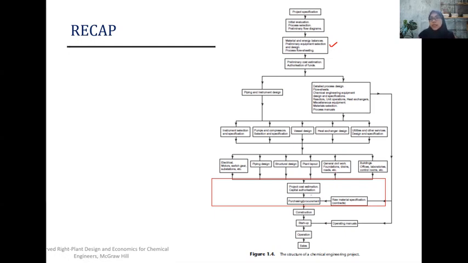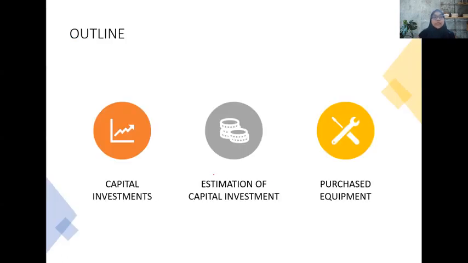In this capital cost estimation, we consider the purchase and procurement of the equipment in the process plant. And then finally, we will proceed to the construction and start-up of the project. In this module, we are going to learn up until project evaluation, to evaluate the project based on its profitability. These are the outline of this chapter.